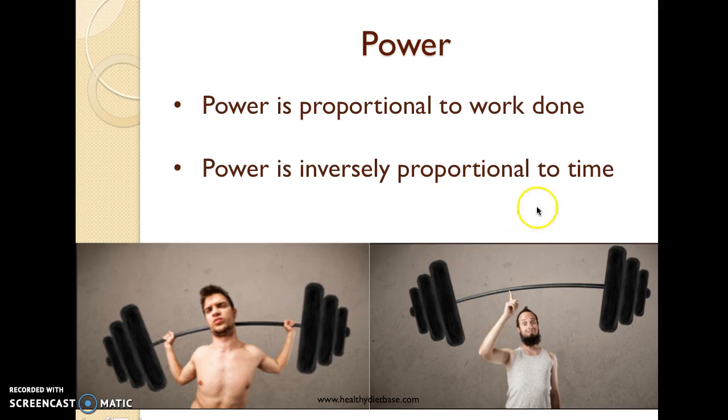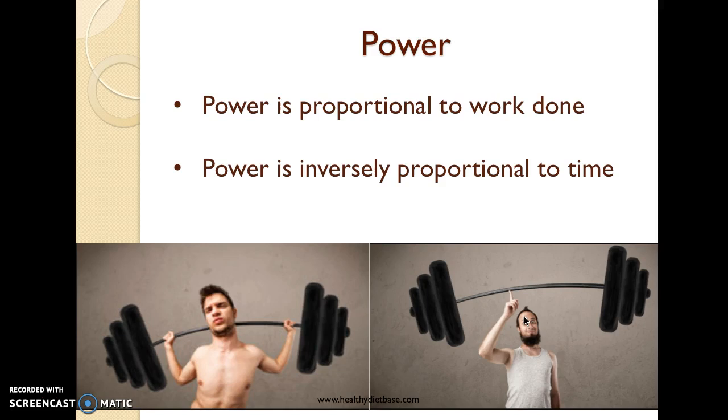And then if we're looking at the time variable, like in this picture, we see the weak guy on the left and the strong guy on the right lifting the same amount of weight, but if the strong guy can do it in 1 second, but the weak guy does it in 5 seconds, then the power output of the strong guy would be 5 times that of the guy on the left. Now we can easily plug in numbers to the equation.